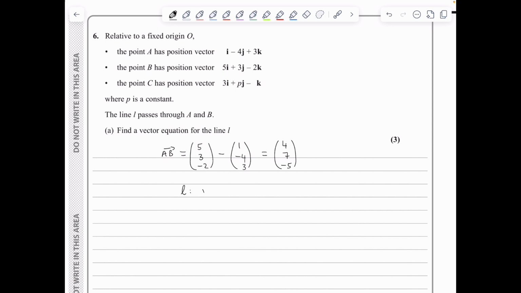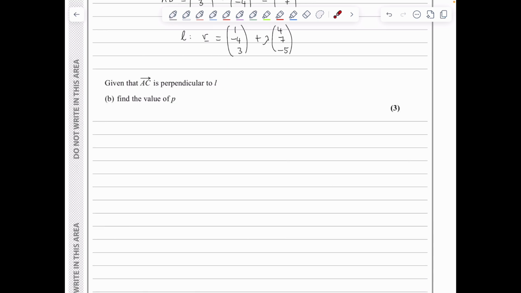This is the direction vector of the line L. We will take one of the 2 points to act as the position vector. I could take either point A or point B because we know that the line passes through both of these points. I'm going to take point A. So we're looking at 1, negative 4, 3, plus lambda times the direction vector, so plus lambda times 4, 7, negative 5.